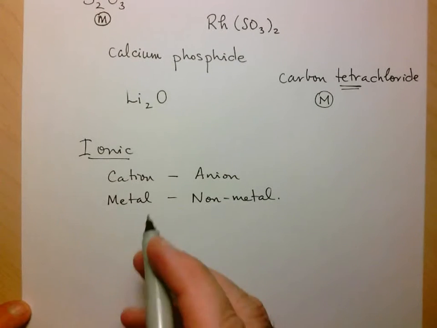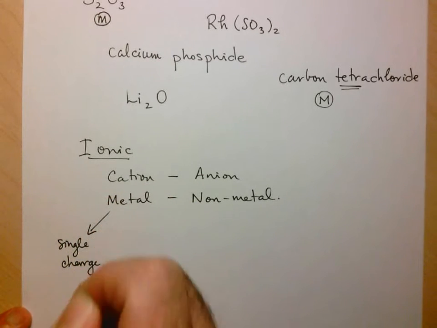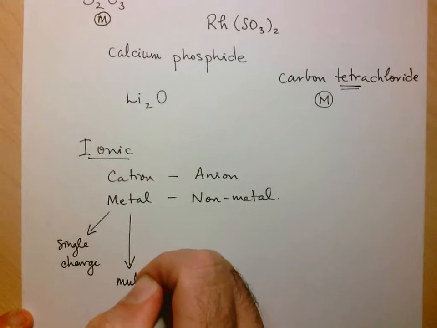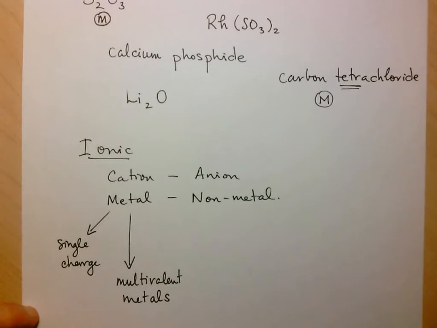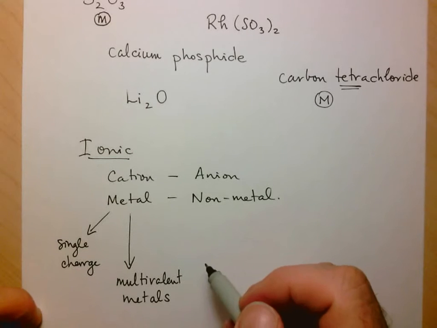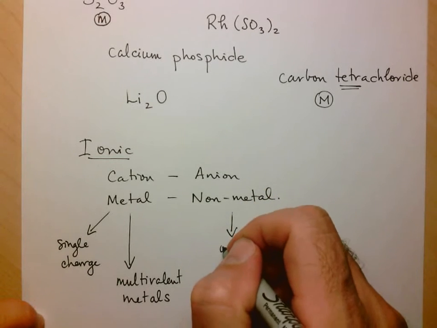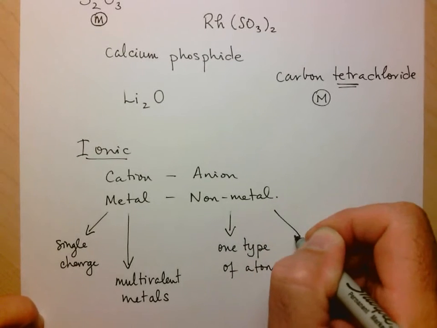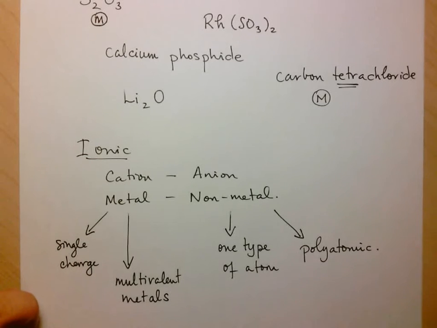Okay, now in our metals we have those with a single possible charge. Okay, things like lithium and potassium and magnesium, and then of course we have our multivalent metals. Okay, so metals that can take on more than one charge. Now for our nonmetal, for our anion, they can be made up of one type of atom, or we have a whole bunch of anions which are polyatomic. Okay, and keep in mind you don't have to memorize these, you will be provided with a list.